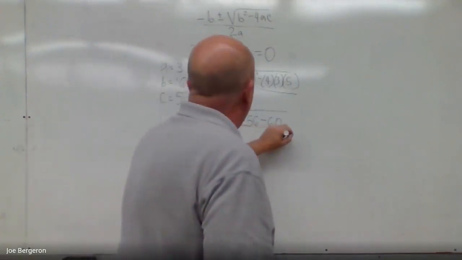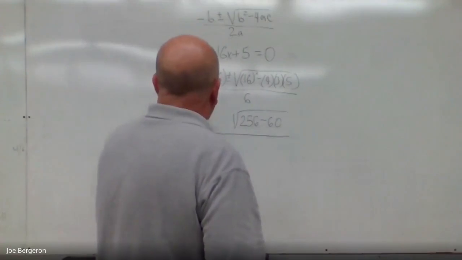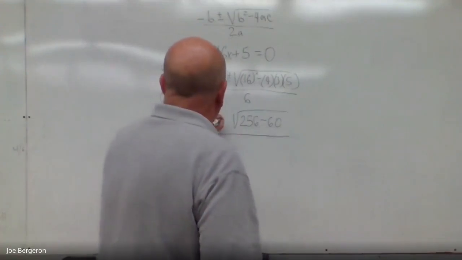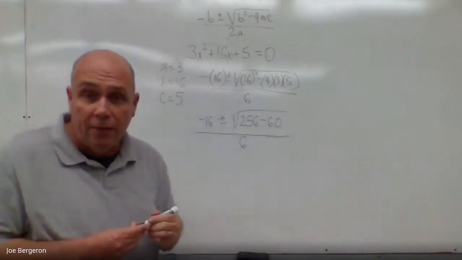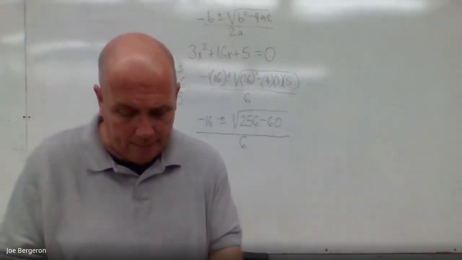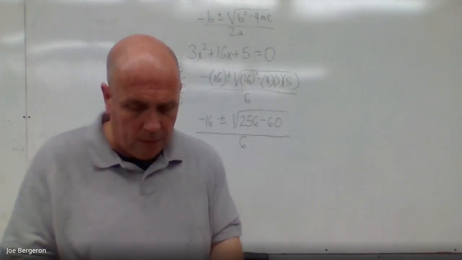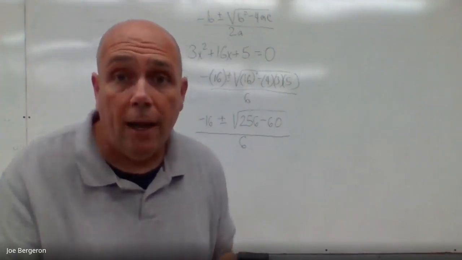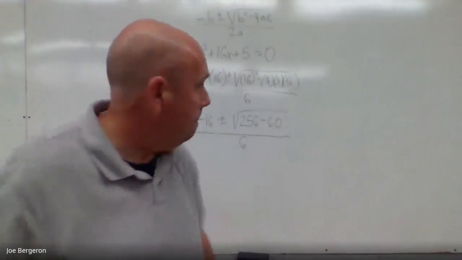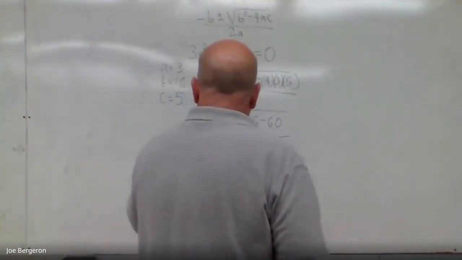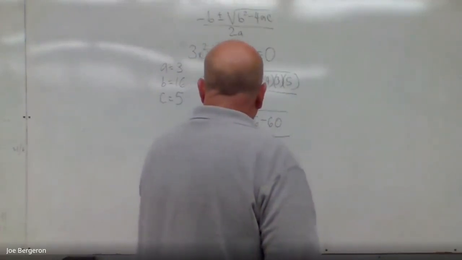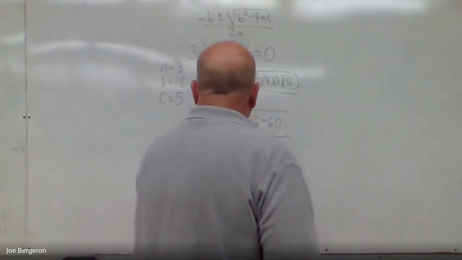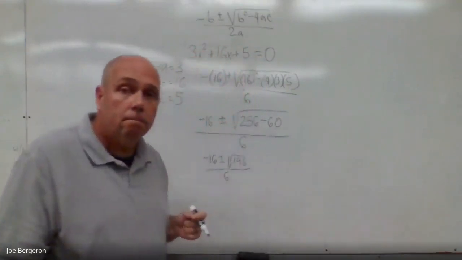Now, we will bring down what we've got left here. That's negative 16 plus or minus over 6. Now, what is 256 minus 60? Well, 256 minus 60 is 196. Okay, so it would be negative 16 plus or minus the square root of 196 divided by 6.